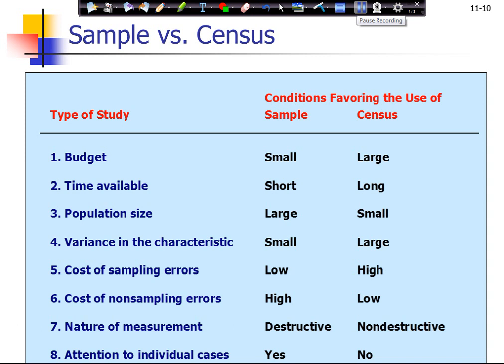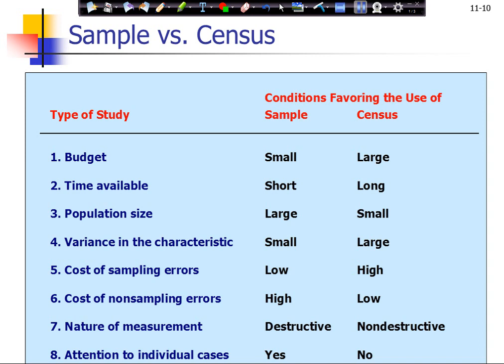The next criteria is variance in the characteristics. That simply means how different is each and every element in the population. I repeat, variance in characteristics simply means how different is each and every element of your population.